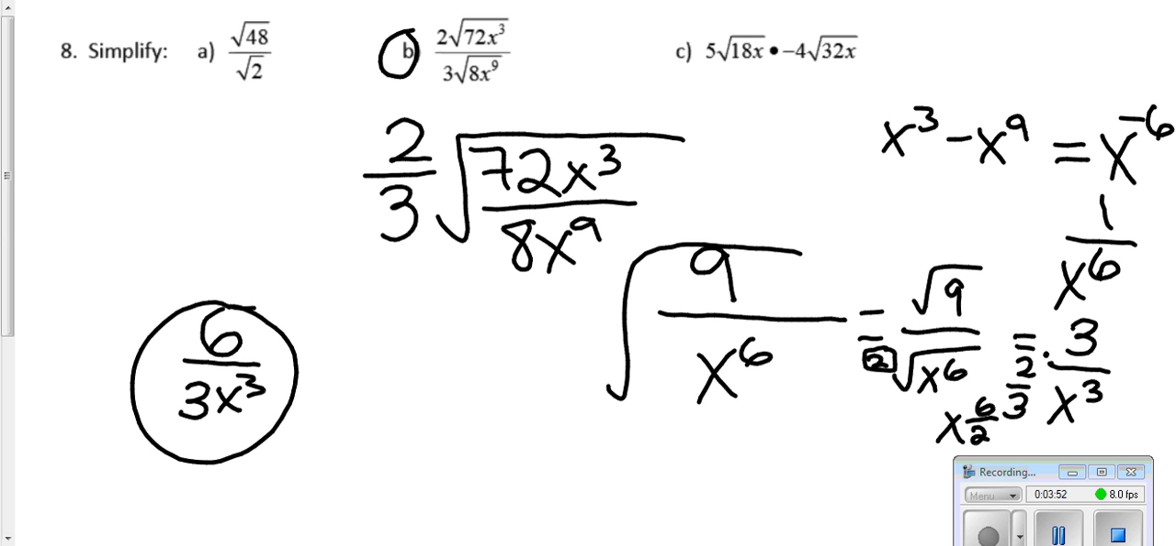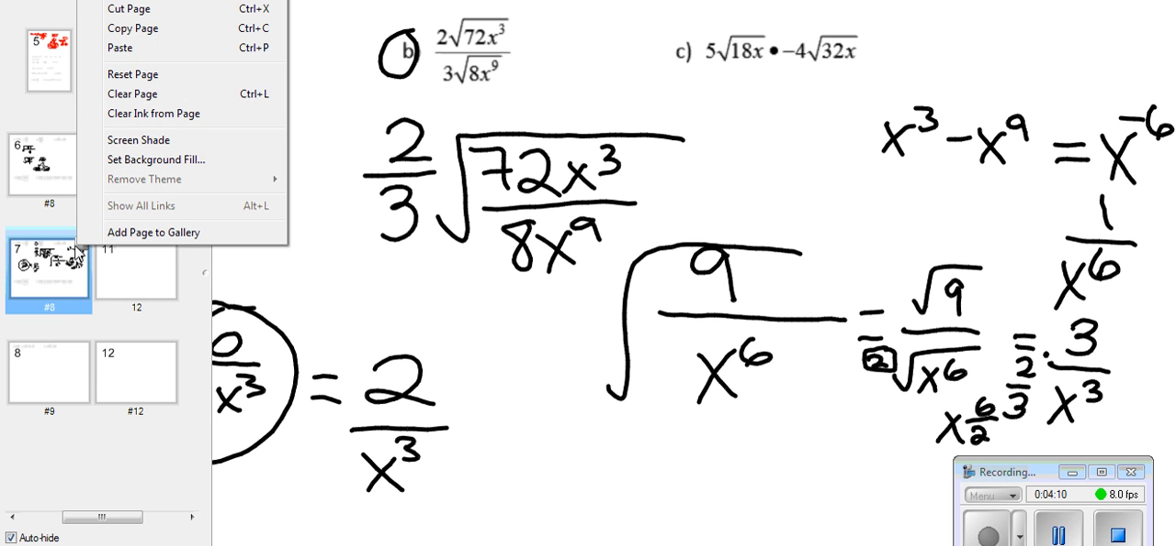Okay? Or if you want, you can even simplify it further to be 2 over x cubed, because 6 over 3 can reduce to 2 over 1. Okay? So I would give credit for either of these answers. Let's simplify C.